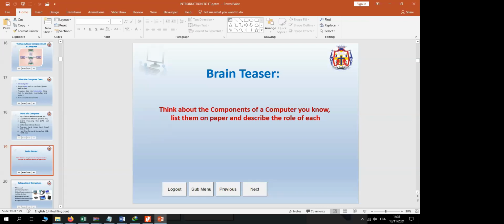Yes, Eddie Moses, can you speak to us? Unmute, speak. After speaking, you mute. Eddie Moses. Yes, sir. One of the components of the computer, I know the keyboard, which is an input component. Okay. And its function is it is used in typing or entering the information or data in the system.